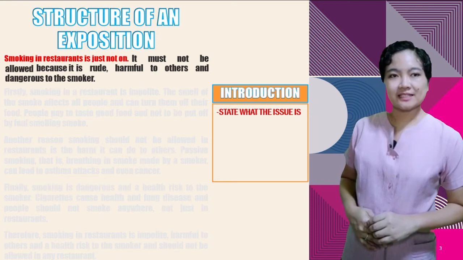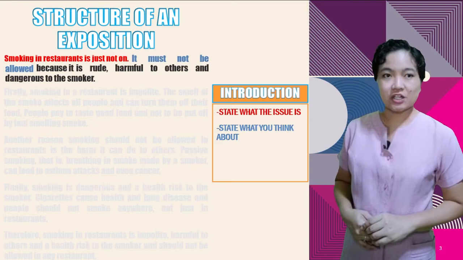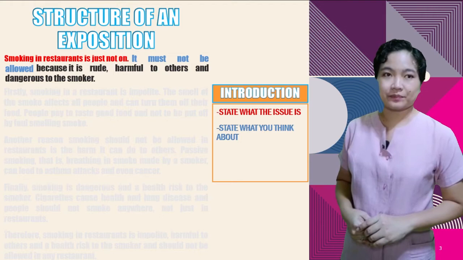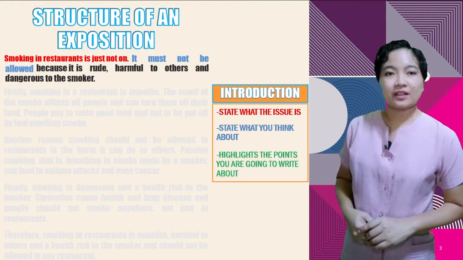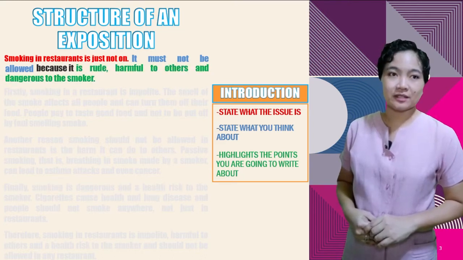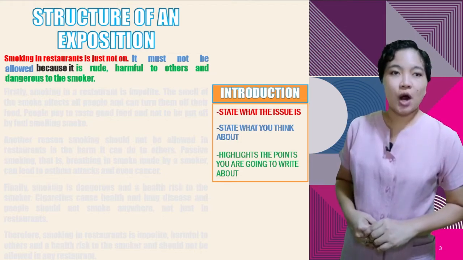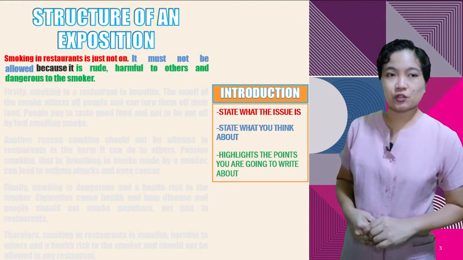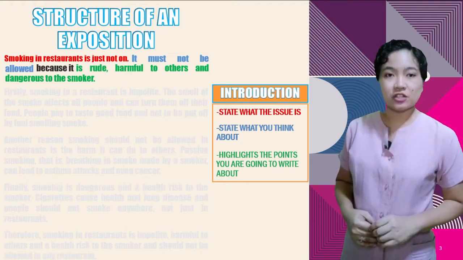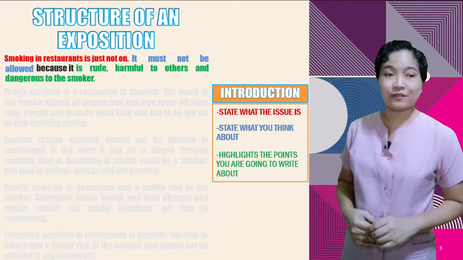The second one is, state what you think about it. In the introduction that we have, it must not be allowed. And lastly, in the introduction, it highlights the points you are going to write about. In the example, rude, harmful to others, and dangerous to the smoker. Meaning to say, these 3 points that you had mentioned in the introduction will be the content of the next part or structure of the exposition.